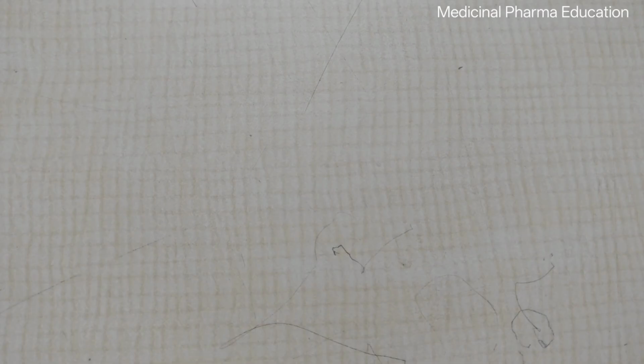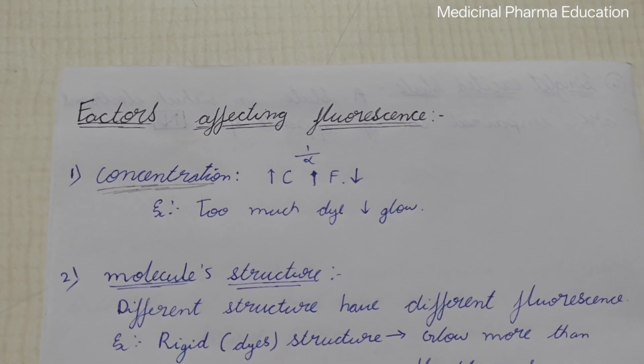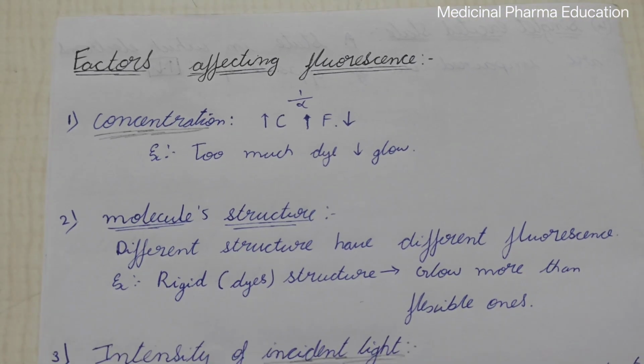Next, factors affecting fluorescence. There are many factors affecting the fluorescence. What is meant by factors affecting fluorescence? Here, the factors which are decreasing the effect of fluorescence by the sample emitted. The decrease in the fluorescence by the different factors is called factors affecting. There are many factors which are affecting the fluorescence.